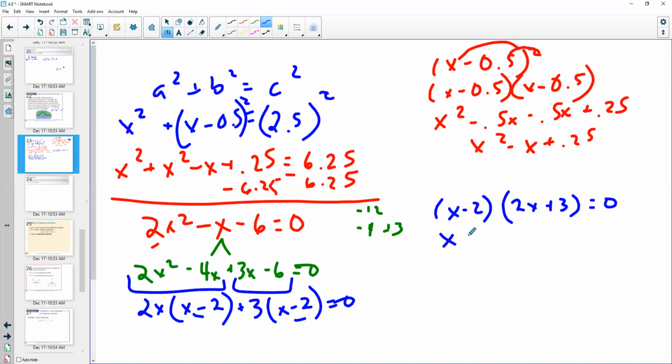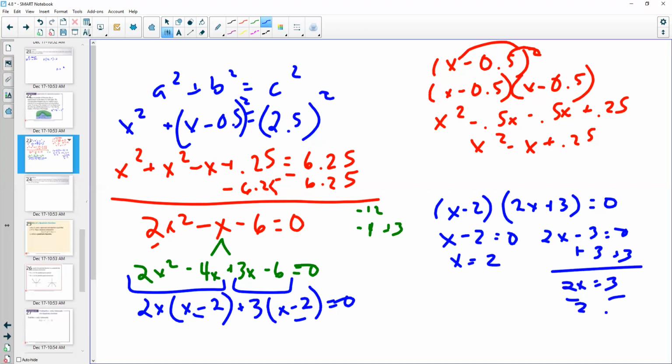Okay, now zero product rule. Okay, this is going to be x equals 2. That's going to be x equals, that should have been a minus, that should have been a plus. That's a minus. That's a minus. That's negative 3/2.